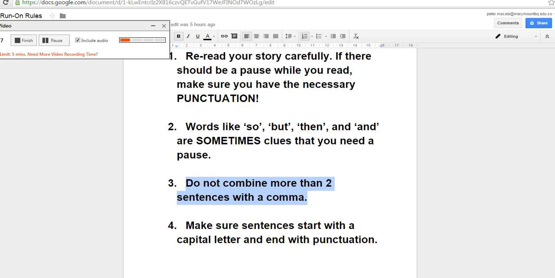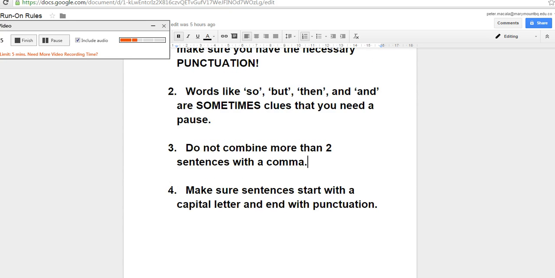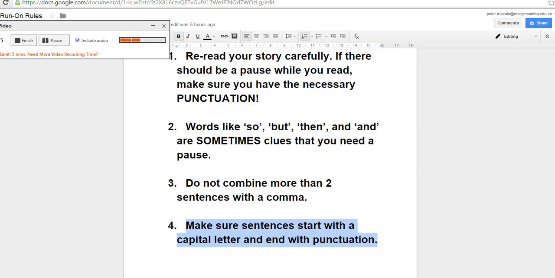Rule number 3, do not combine more than 2 sentences with a comma. You can combine 2 sentences together with a comma. Each sentence is called a clause, but you can't have more than 2. Otherwise, it doesn't make sense. That's not the correct way to write it. The last rule I want you guys to remember is make sure sentences start with a capital letter and end with punctuation. This is not something new, but for some reason a lot of students are making these mistakes.